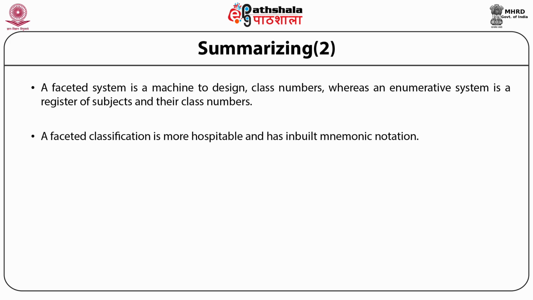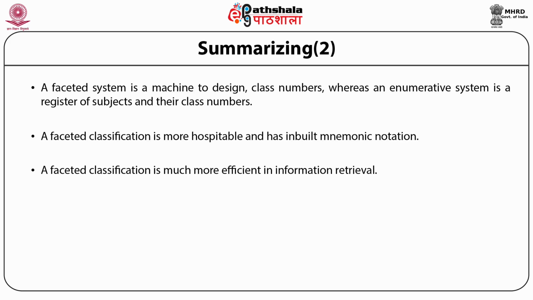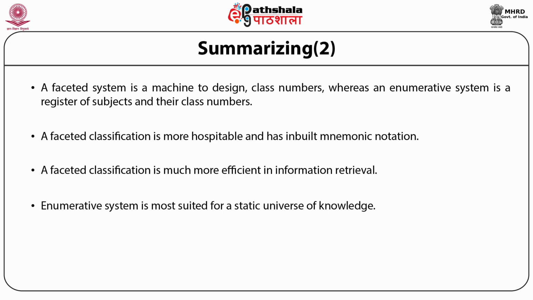A faceted classification is more hospitable, has more inbuilt notation, it is multi-dimensional, and it is very useful for information retrieval. And also, it gives the faceted structure of the universe of knowledge. And an enumerative system is most suited for a static universe of knowledge.